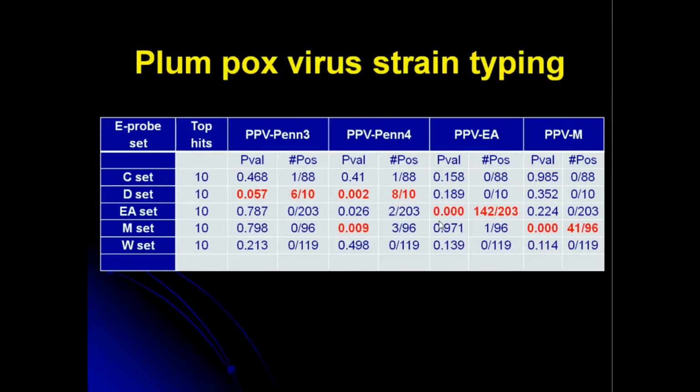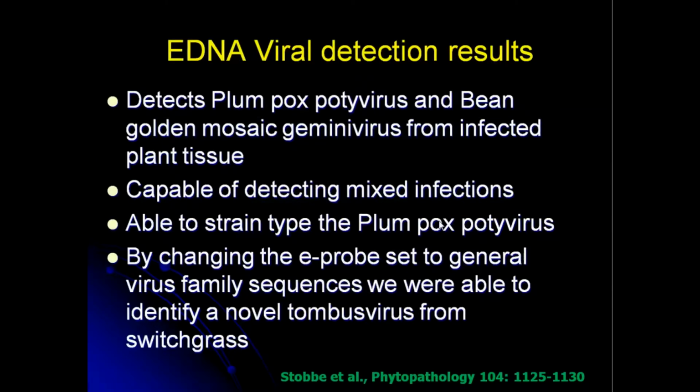We're also able to strain type the plum pox in a sample using the same principle again. Just change your query set so that you now have M-specific or D-specific or EA-specific, and you can now strain type your plum pox. That worked very well. All this is published in Phytopathology, by the way, if you're interested in it. So from a viral standpoint, we're able to detect both an RNA virus and a DNA virus. We're capable of detecting mixed infections. We're able to do strain typing.